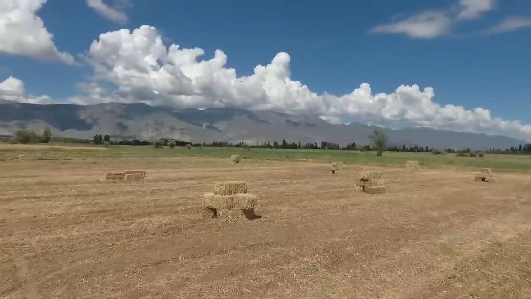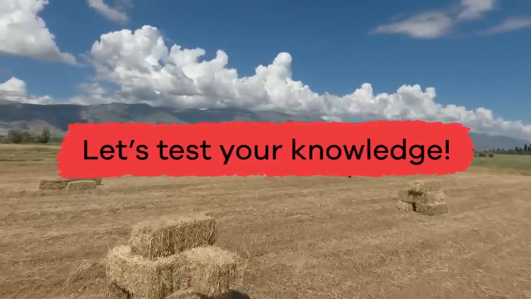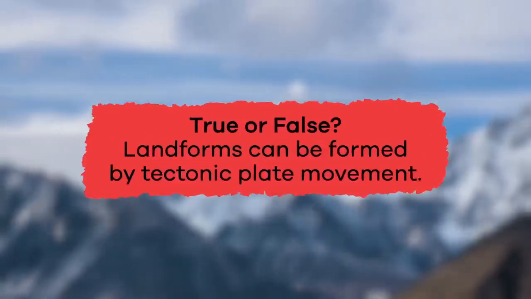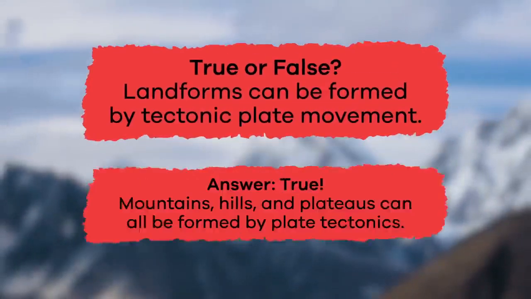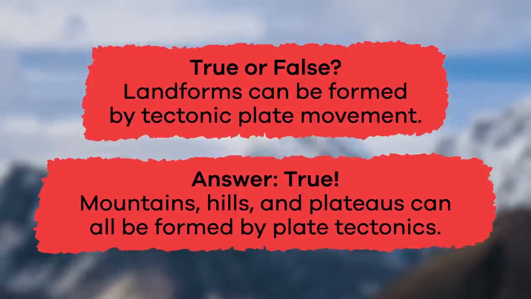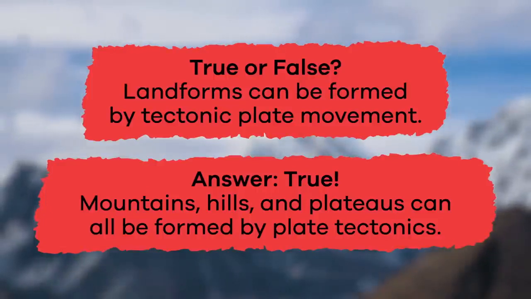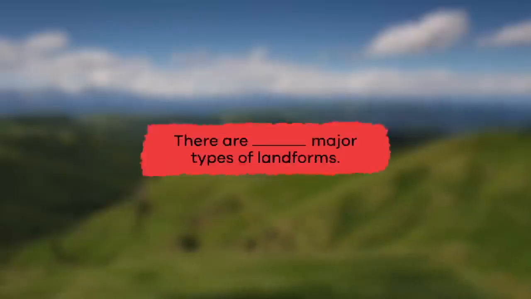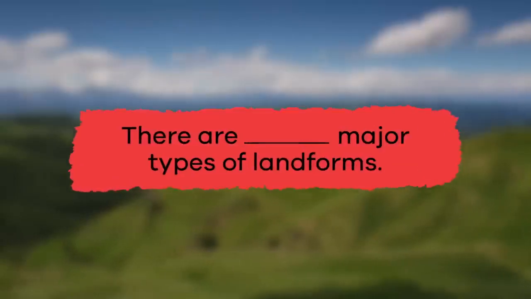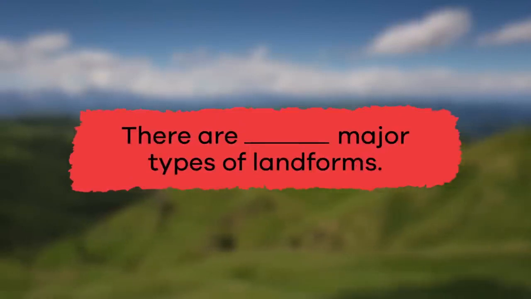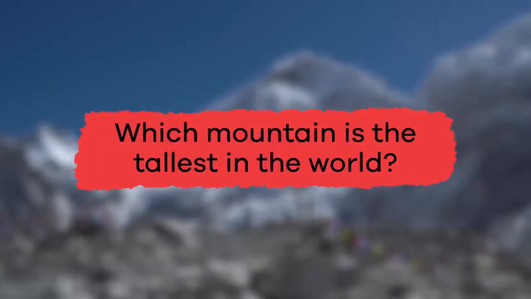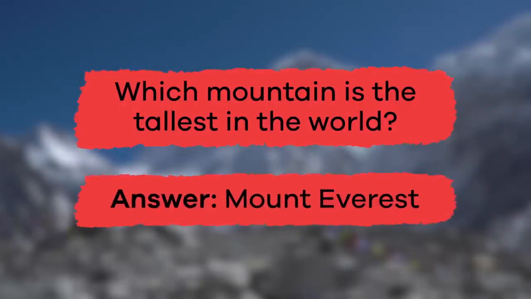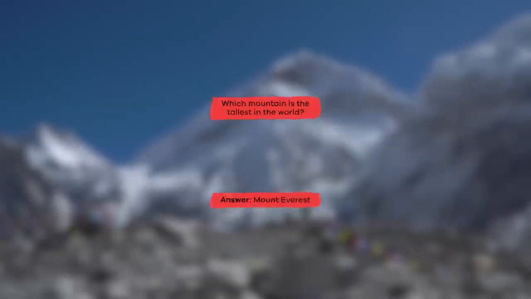Now that your brains are packed with all sorts of new facts, let's test your knowledge. True or false? Landforms can be formed by tectonic plate movement. True. Mountains, hills, and plateaus can all be formed by plate tectonics. Fill in the blank. There are blank major types of landforms. Did you say 4? Great job! Which mountain is the tallest in the world? Did you remember that it was Mount Everest?